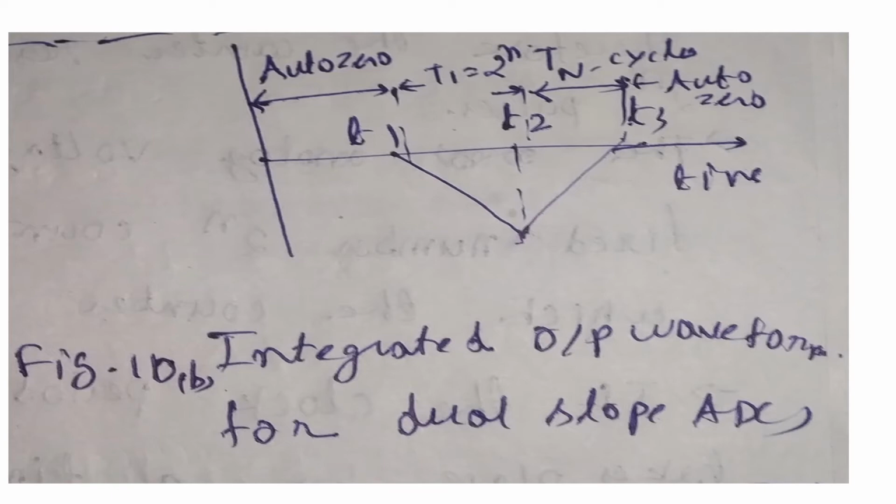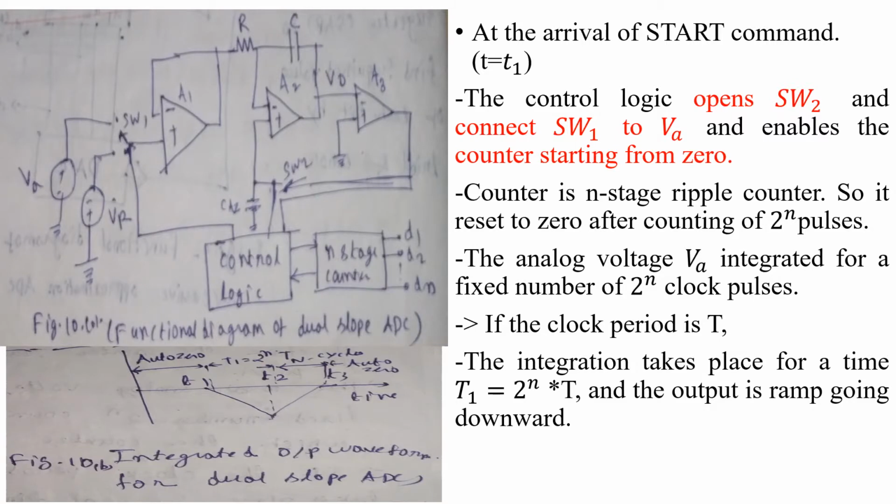This is the total T1. Initially we start the clock pulses at T1. The diagram of this description I will explain in the next slide. So at the start command, T is equal to T1. Up to T1 it is 0. We are starting at T1.